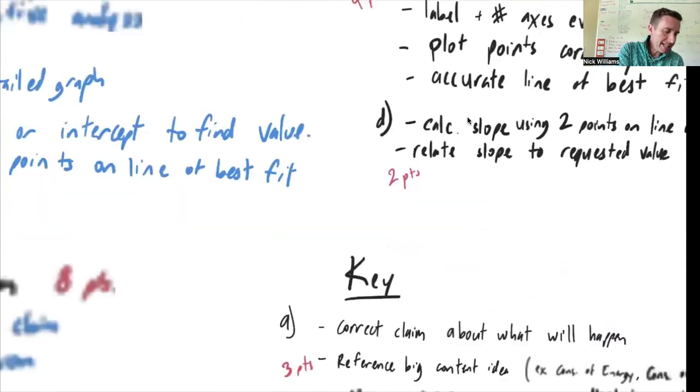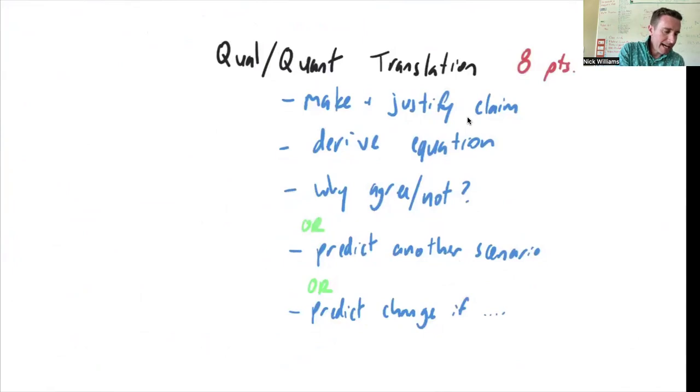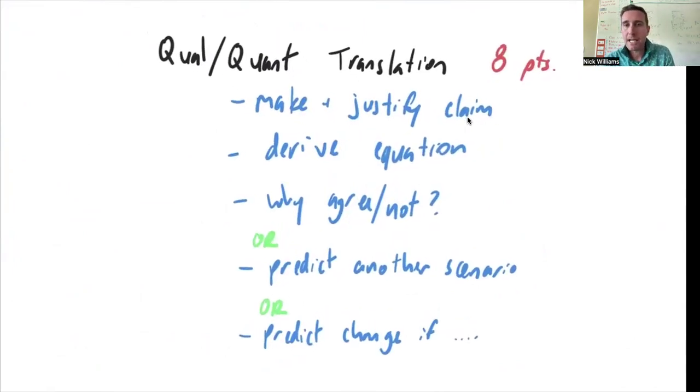And then one last FRQ question. And that last FRQ question is qualitative and quantitative translation. This is an 8-point question. You need to make and justify a claim about a scenario that's given, derive an equation, and then explain why your claim and your equation agree or don't agree. Or predict another scenario, or predict the change if something happens. You'll notice this is the same 3 things that we also saw in the translation between representations. So I'm guessing one of them will be explain why they agree or not, and the other one will be predict a different scenario.